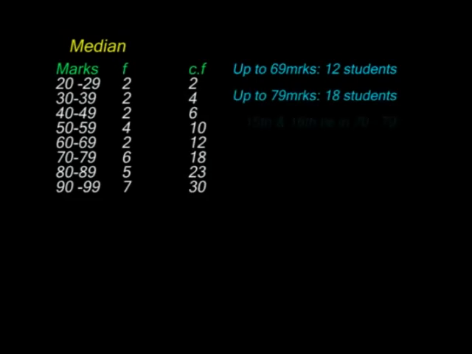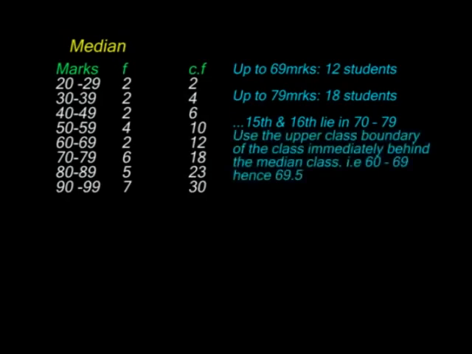Now this means that the 15th and 16th positions lie in the class of 70 to 79. It's very easy to see that. Why? Because the class behind it had a total of 12 students, yet we want the 15th and 16th position. Those positions lie in the class of 70 to 79. Now to find the median, we use the upper class boundary of the class just behind the median class. So in our case, the median class we've said is 70 to 79. So the class behind it is 60 to 69. Its upper class boundary is 69.5.